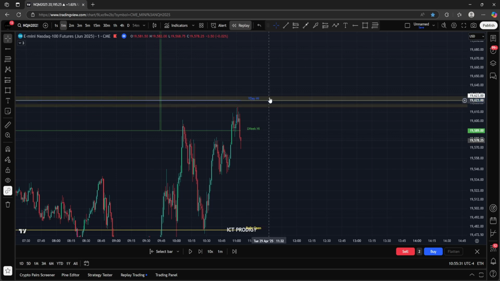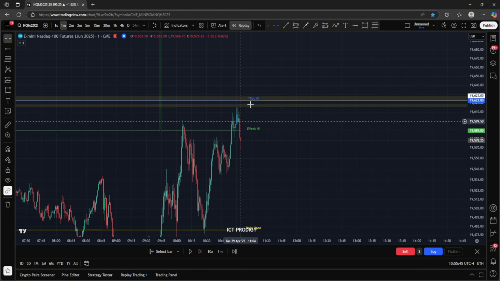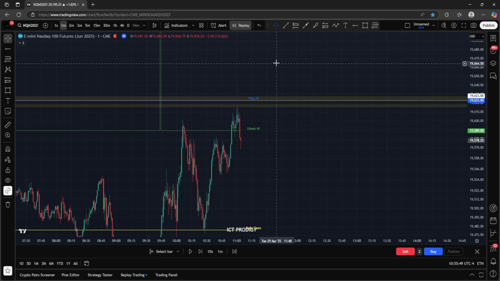So ES actually took this high, and if you understand that ES and NQ are related pairs, it makes it obvious that ES is the major pair and NQ is the lower index. Essentially, if ES takes out a high, I'm confident I could take a trade on NQ, because most of the money trades on ES, but NQ moves faster. So that's why I trade NQ.